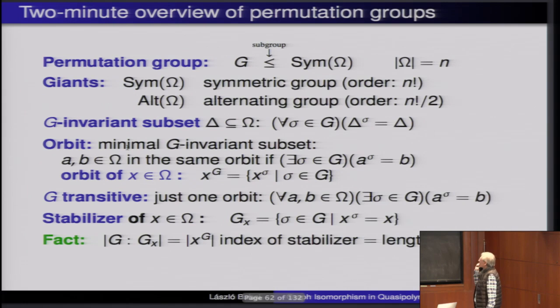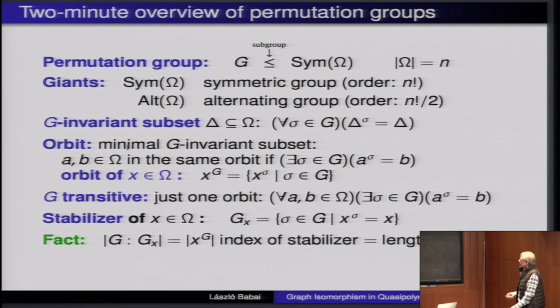These things I am not concerned about, you know, all the details of that. So, first, a 2-minute overview of permutation groups. A permutation group is a subgroup of the symmetric group. If I write the less than or equal sign, that means subgroup in this context. And omega is the domain on which it acts, and it will invariably have n elements. Two of the subgroups of the symmetric group are much larger than anything else: the symmetric group itself and the alternating group, which is the group of even permutations.